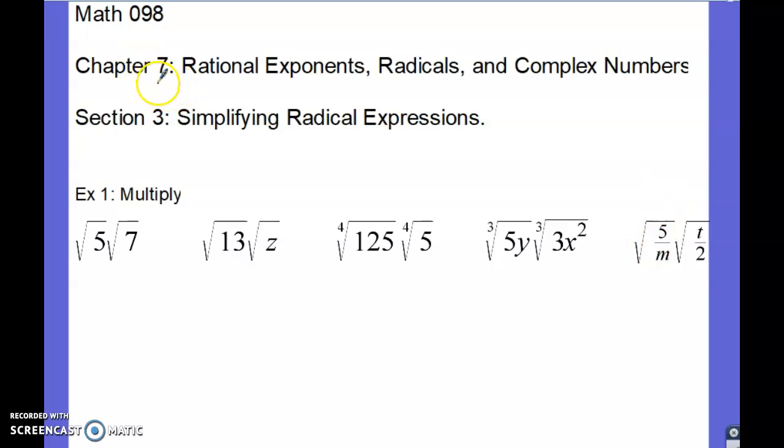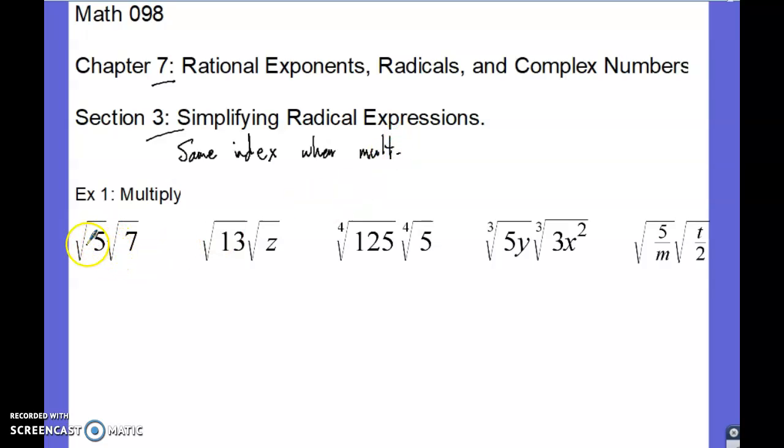Well, Math 098, we're moving on to section 3 where we're just simplifying radicals. And the main thing, and I sort of touched base on it in section 2, is that the index needs to be the same in order to combine them together. So that's a big deal. It has to have the same index when you're multiplying. It's a little bit trickier if we're trying to add or subtract.